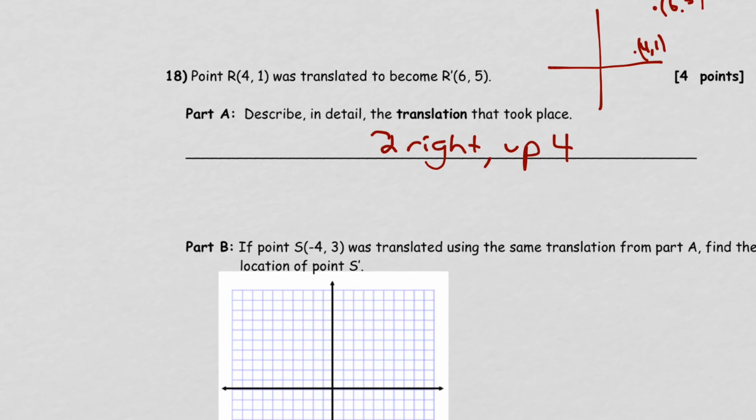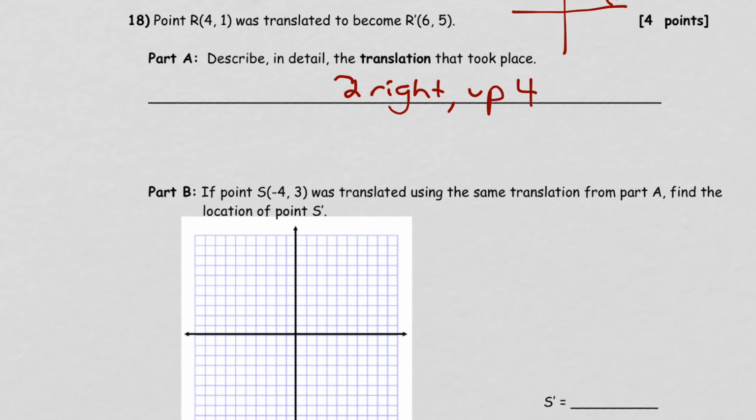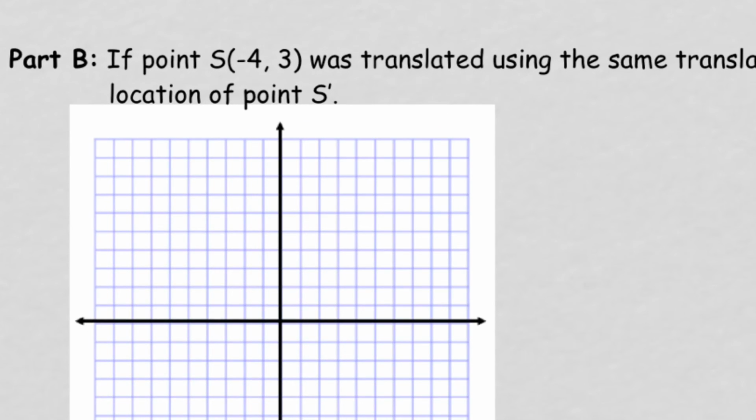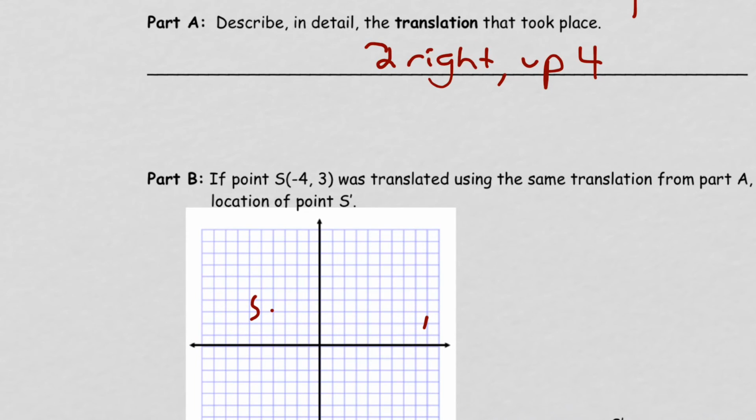And then it wants me to take this point, negative 4, 3, point S. Negative 4, 3 is point S. And it wants us to do the same thing that we just did over here. So it's going to go, again, 2 right and up 4. So if we go 2 right, let's see, we go 1, 2 to the right, 1, 2, 3, 4 up.